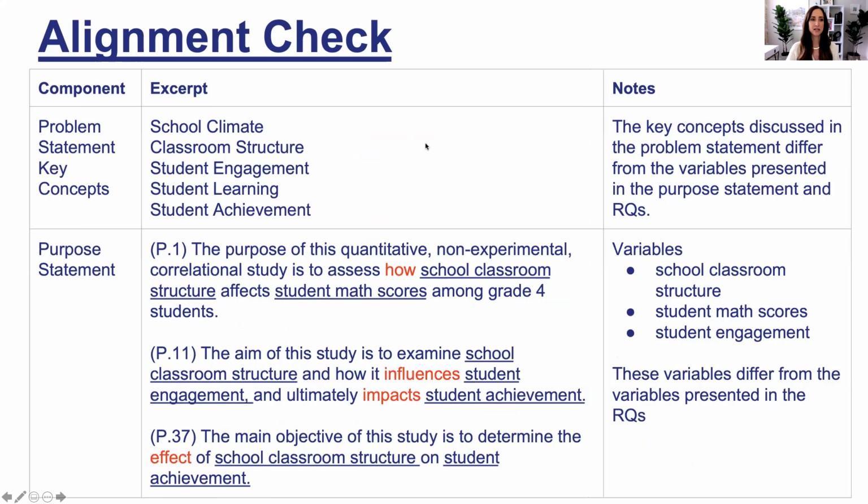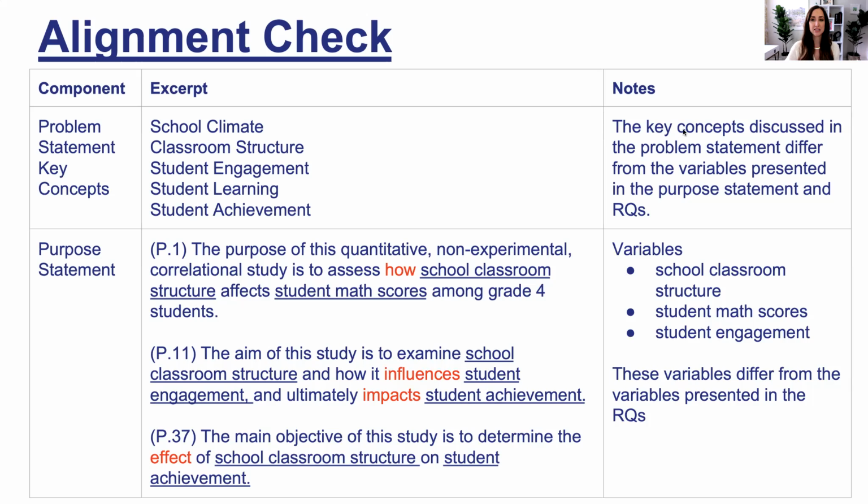Okay, let's go to the next slide. Now we have the problem statement key concepts. Because this is a PowerPoint, I didn't throw in an entire problem statement, which can be anywhere from a paragraph to a page or two. But I did go through that problem statement and I highlighted the key concepts that were covered and I pulled them into this table. And so in this student's problem statement, their key concepts were school climate, classroom structure, student engagement, student learning, and student achievement.